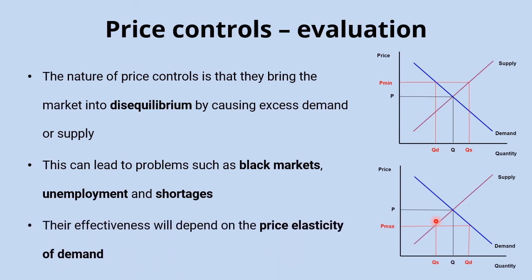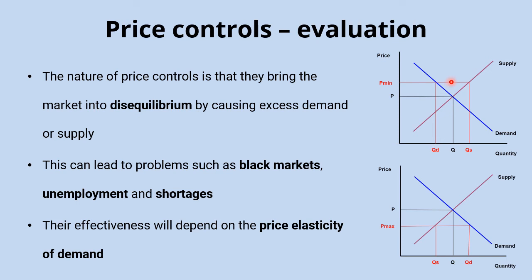And now the final evaluation point that you could make here is you can say, just like with taxes and subsidies actually, that their effectiveness will depend on the price elasticity of demand and supply. And so if we take the minimum price situation as an example, if you can imagine this same diagram, but with a price inelastic demand curve, which would be much steeper, and a price inelastic supply curve, which would again be much steeper, then that would be squeezed up. And actually the impact on quantity demanded and quantity supplied would be quite significantly reduced.